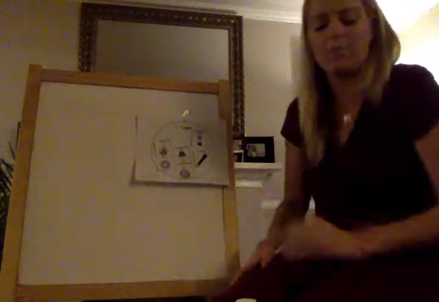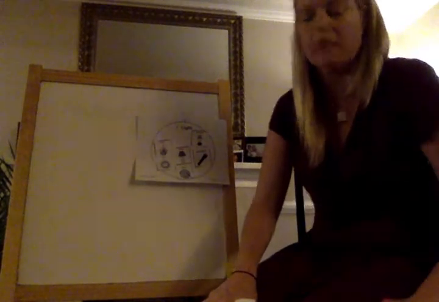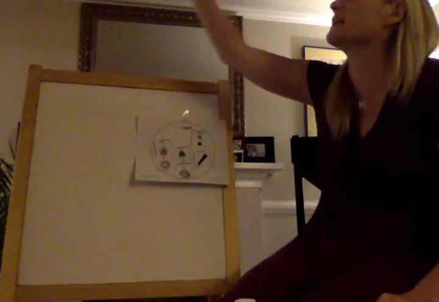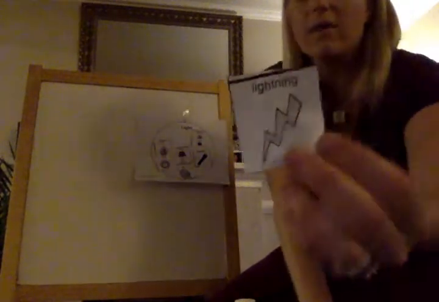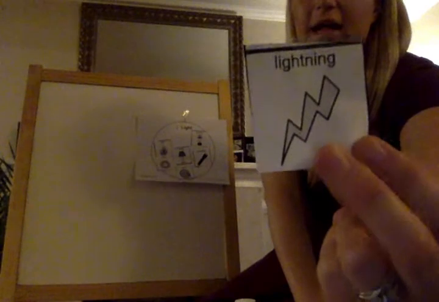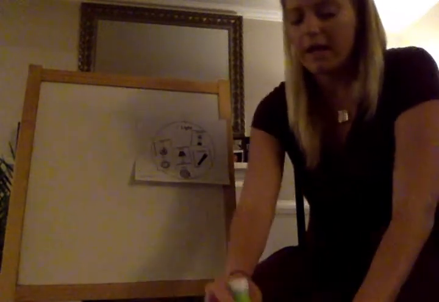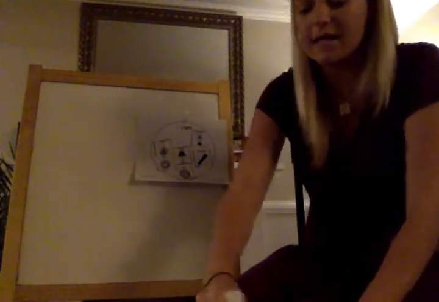All right, one more. Sometimes when it's storming, when it's raining, we see a flash of light in the sky. We call that lightning. Lightning is the light and thunder is the sound. Take your glue and glue the word lightning and put it in your circle.